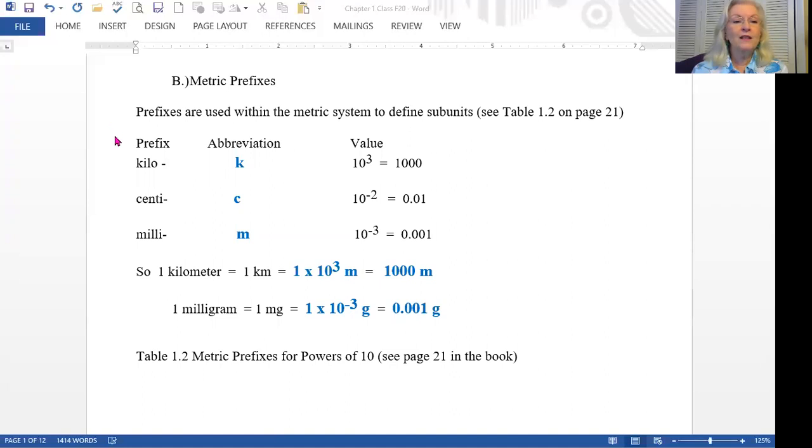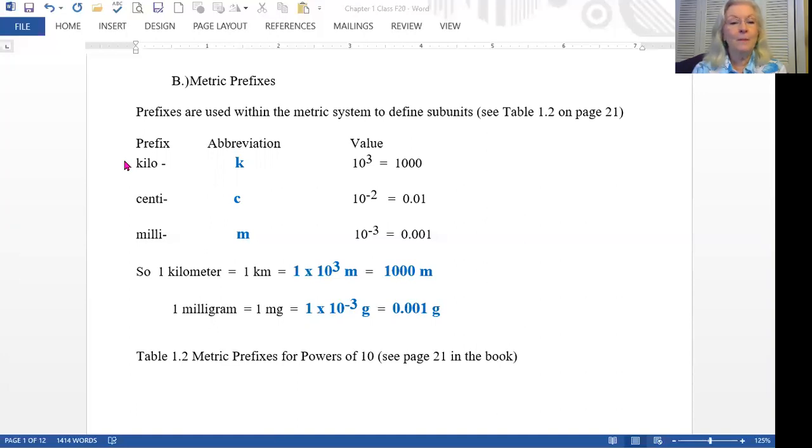The three prefixes we'll start out with are kilo, centi, and milli. Kilo is abbreviated lowercase k, don't turn it into a capital, and it means to multiply the value by 10 to the third, so 1,000. Centi is lowercase c, and it is 10 to the minus 2, or you multiply your number by 1/100th of the value. And milli is lowercase m, and you multiply the value by 1/1000th, so 10 to the minus 3.